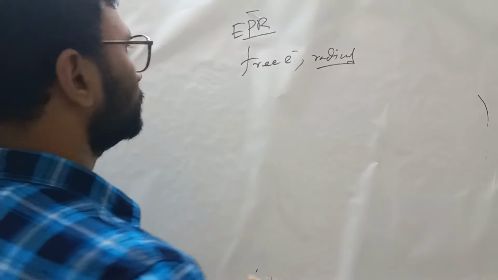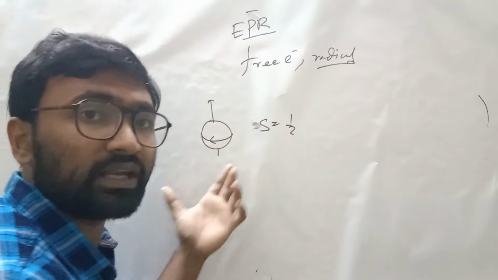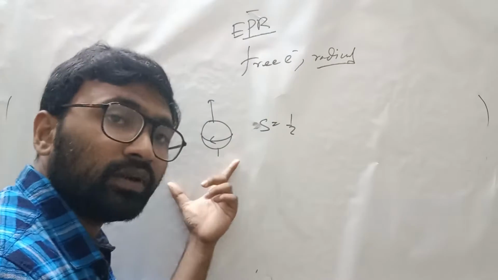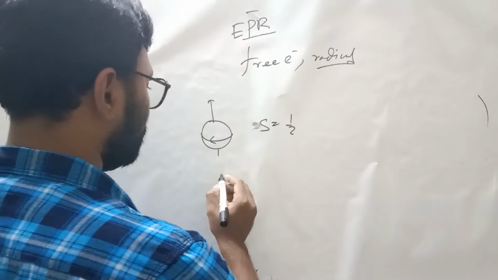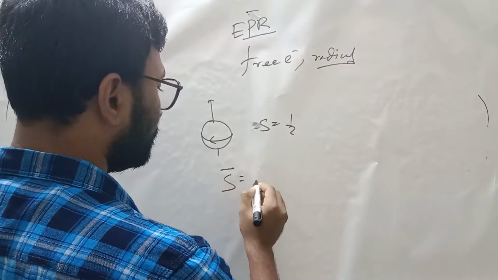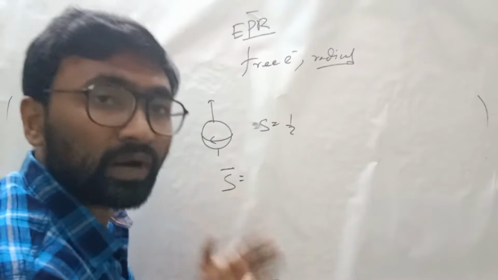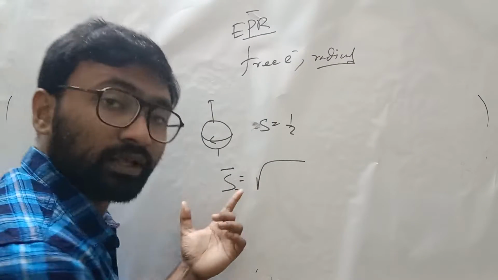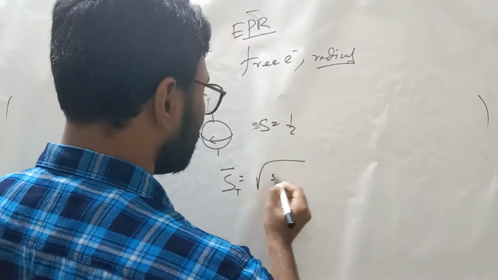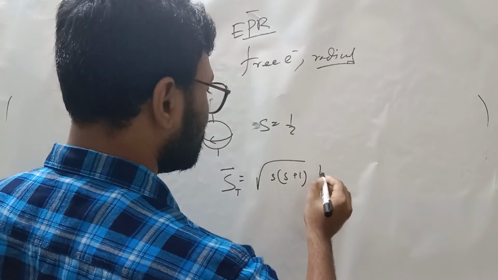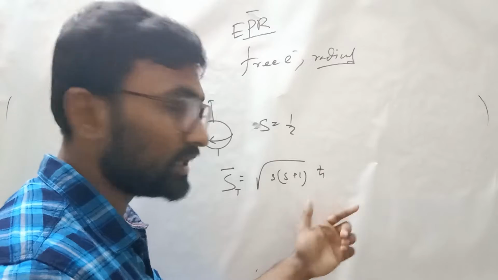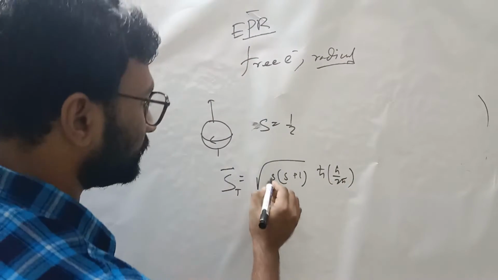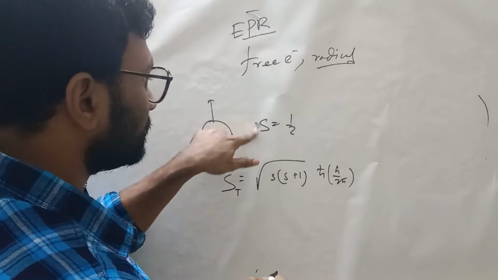So let's find out. The electron rotates on its own axis, and it generates a spin angular quantum number, which is half. It also generates spin angular momentum. In quantum mechanics, the formula for total spin angular momentum is S equal to root of s(s+1) times h cut, where h cut is h by 2 pi, and s is the spin quantum number.